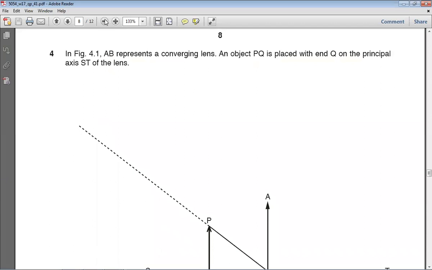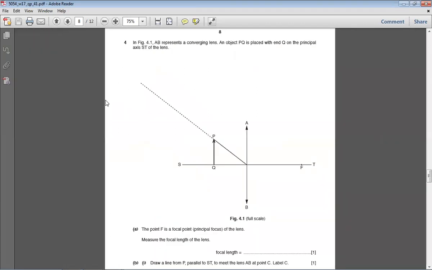Question number 4. He says, in the figure 4.1, AB represents a converging lens, and object PQ is placed with the end Q on the principal axis ST of the lens, and the point F is a focal point, principal focus of the lens. Measure the focal length.